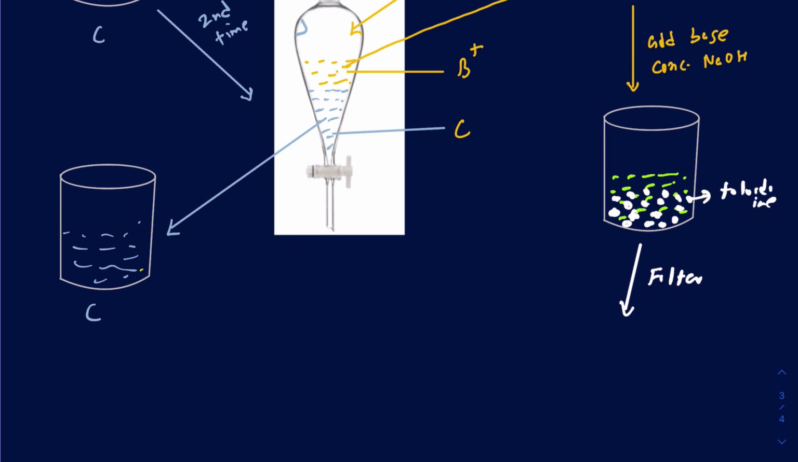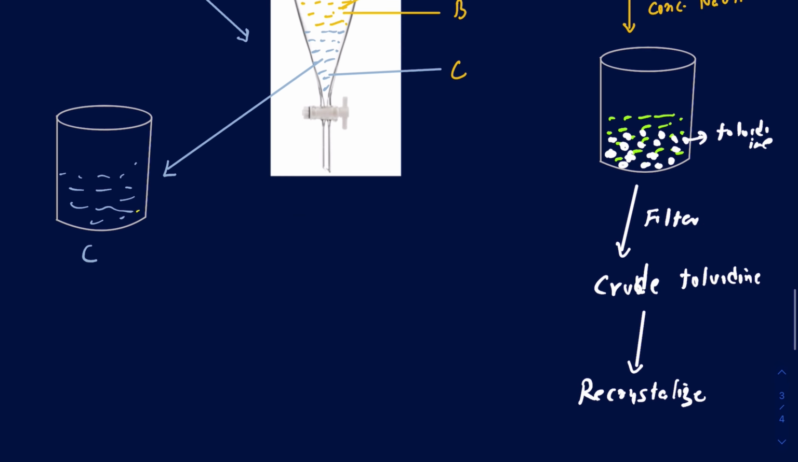On the filter, you're going to get this crude. Make sure you get the mass of the crude toluene, and then you want to go ahead and recrystallize it. Okay, so that's how you get this second compound here.